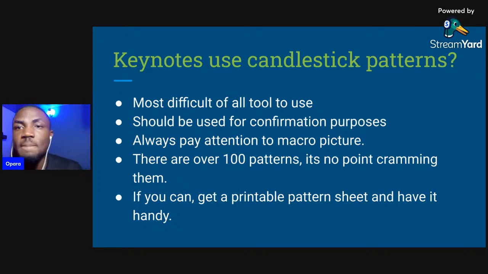If you can, get a printable pattern sheet and have it handy. By a pattern sheet, I mean you can just go on Google and search for candlestick pattern sheets. You're going to see a lot of candlestick patterns and the possible reactions that are going to happen. Just go and print it, and keep it handy, or you could just download it on your phone, whichever one. So you can always make reference to them as you trade. It's not so much a big deal.